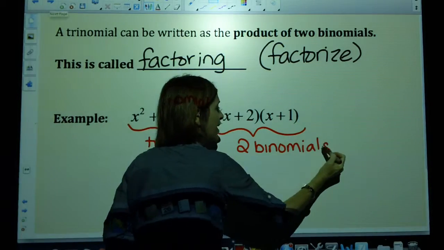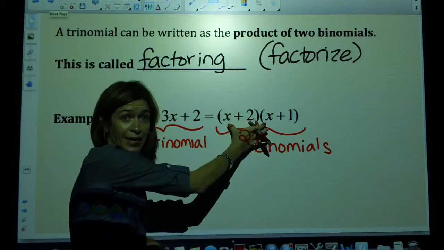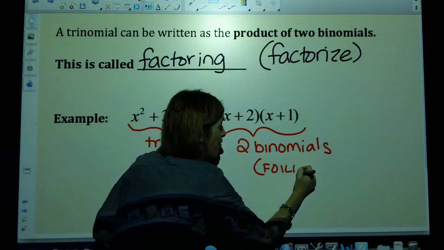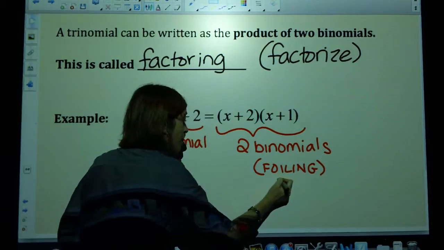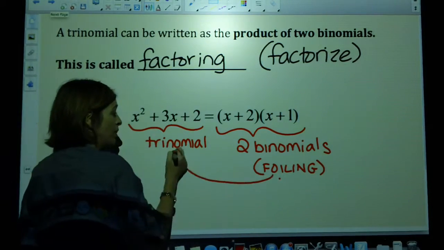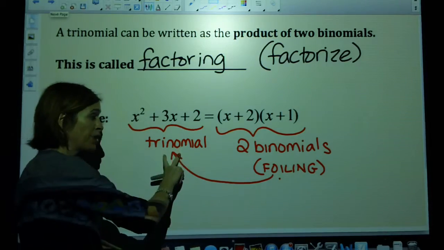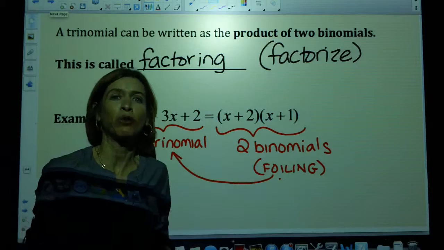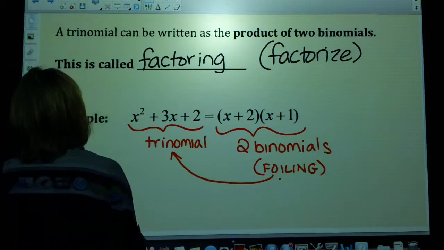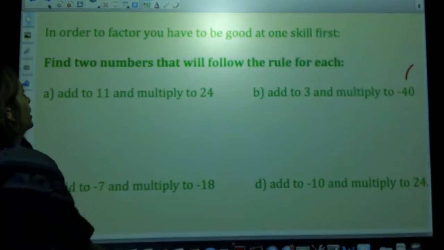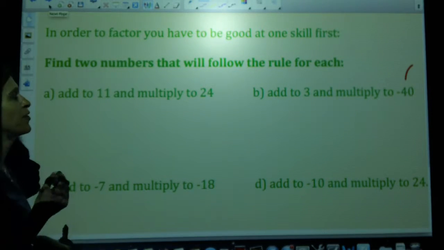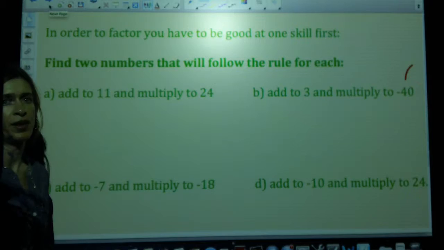Now the other day in class, we multiplied these two binomials by foiling, right? So foiling brought us to the trinomial. Now we're going to be working with the trinomial and turning it into two binomials. So we're going to be doing foiling backwards. In order to be good at foiling backwards, you have to have a skill. You have to be able to follow a specific rule with the numbers.